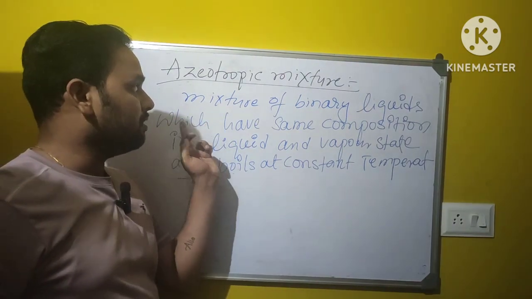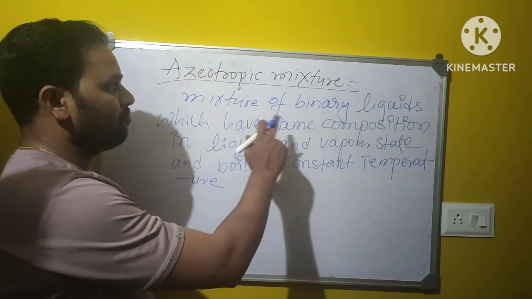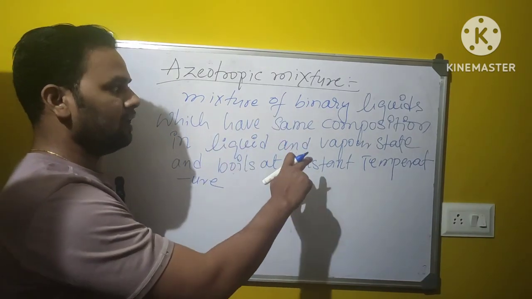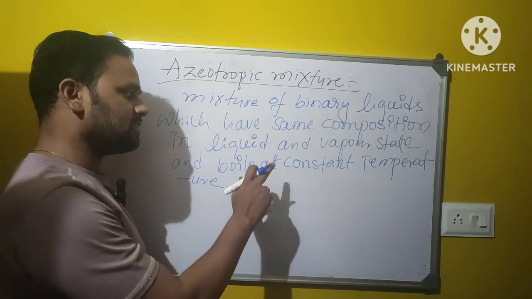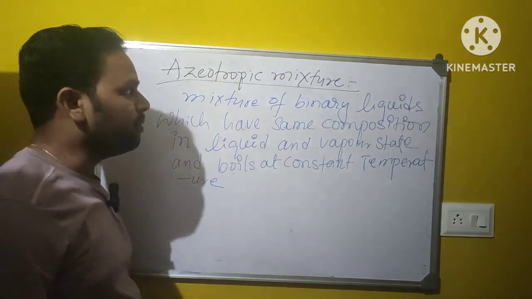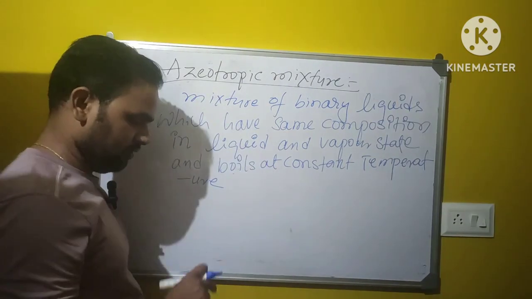Azeotropic mixture means a mixture of binary liquids which have the same composition in liquid and vapor state and boils at constant temperature are considered to be azeotropic mixtures.